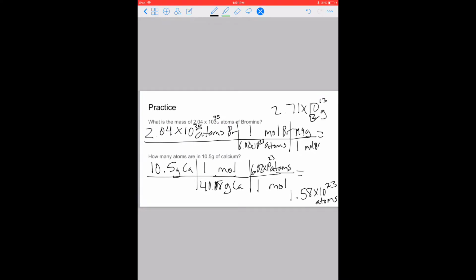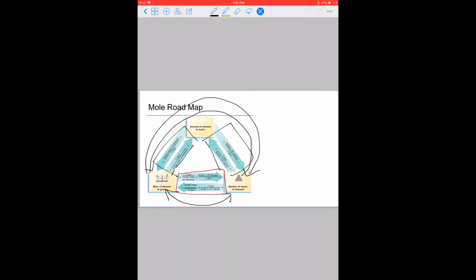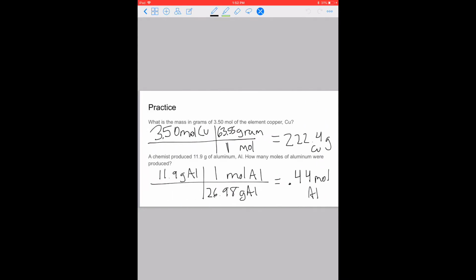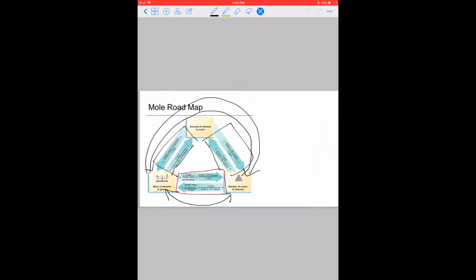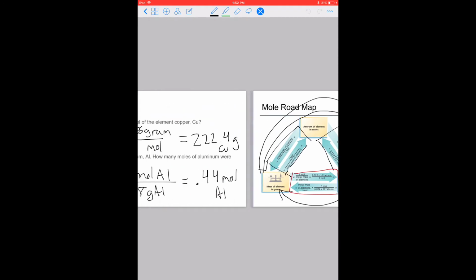And that is it. That is how we convert from mass to atoms and from atoms back to mass. And see how that's a two-step problem? We have to go all the way through both steps on the mole roadmap to move from number of atoms to mass and from mass to number of atoms. These problems back here are single step because these problems are just going from mass to the amount of element in moles and from moles to the number of atoms of an element.